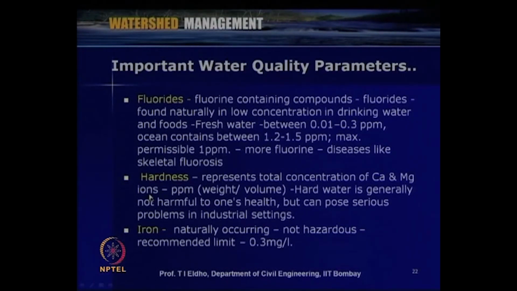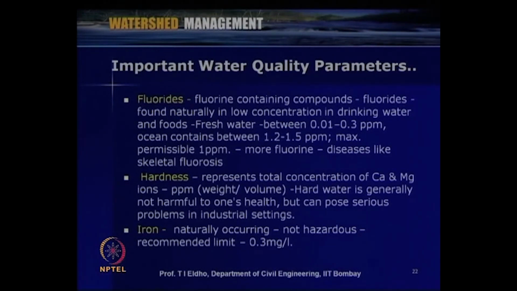Then another important parameter is hardness. Hardness represents the total concentration of especially calcium and magnesium ions. This is also mentioned in ppm, weight per volume. Hard water is generally not harmful to one's health, but can pose serious problems in industrial settings like boilers, such as precipitation, and various other problems when we use hard water in industry. So, we may have to make it soft depending upon the specific use of the water.